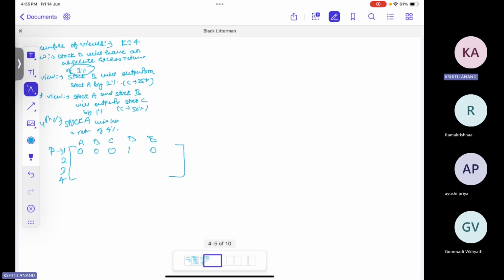Now the second view: stock B will outperform stock A by 2%. Got it? What does it say? Stock B will outperform stock A by 2%. So stock B is outperforming, so stock B will be +1, and it is outperforming stock A by 2%, so stock A will be -1. The rest will all be 0. This is about the second view. Got it, everyone? Guys, are you getting it?